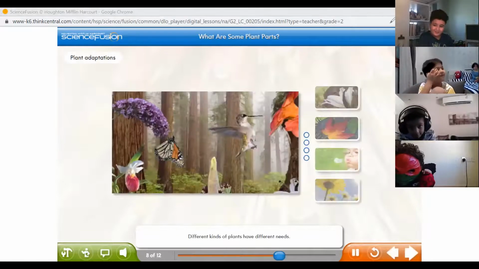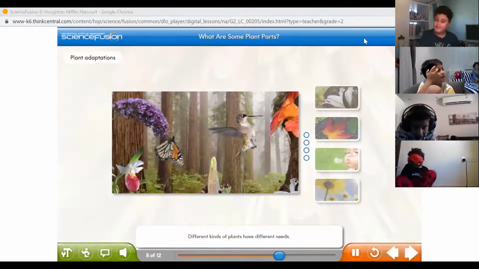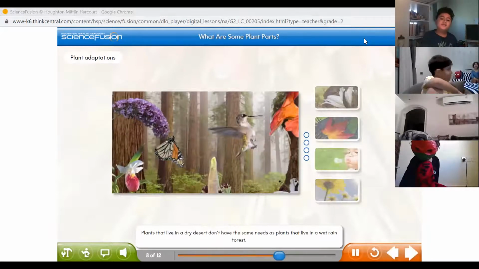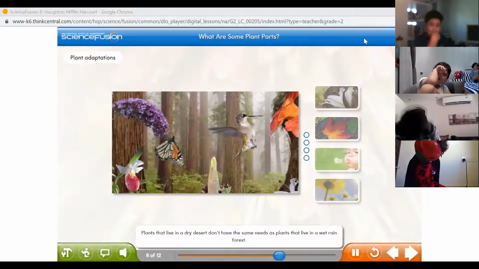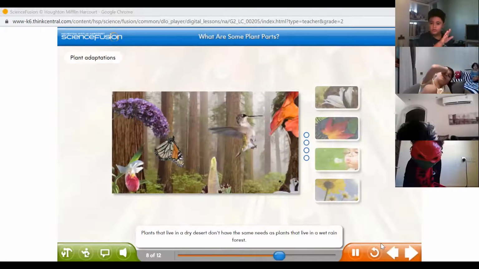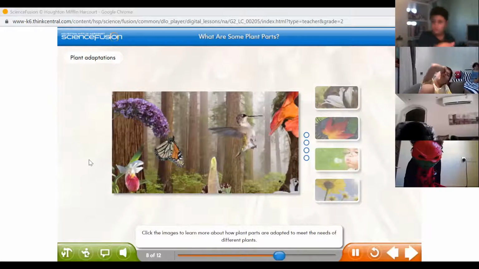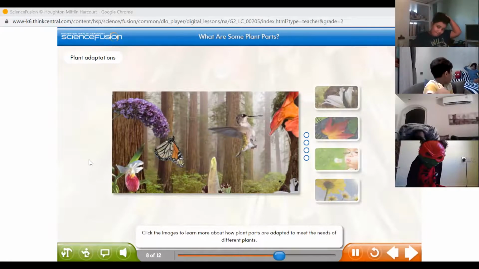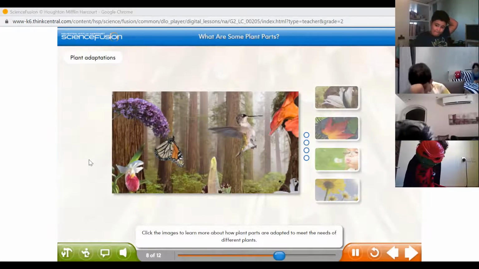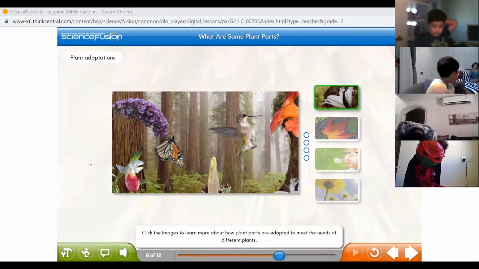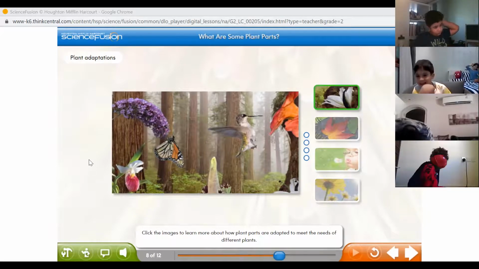Different kinds of plants have different needs. Plants that live in a dry desert don't have the same needs as plants that live in a wet rainforest. Click the images to learn more about how plant parts are adapted to meet the needs of different plants. So different plants in different places need different things. Not all are the same. We are going to see about them in just a minute.